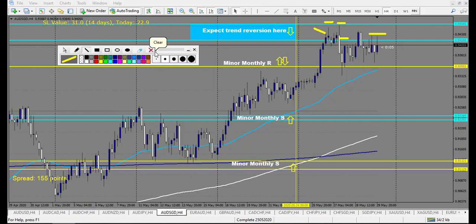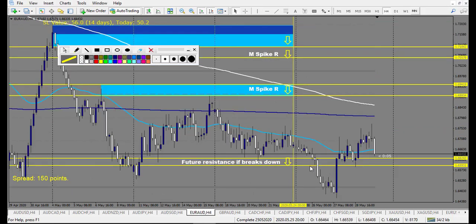You could eventually place your stop to break even on Monday morning when the market opens. After that, second setup right here, this minor monthly resistance gets broken up, and after that we have a very nice pin bar right here. Pin bar retracement entry, stop loss right here, and this one is a winning trade. So one losing setup, one winning setup, and one trade which is running.